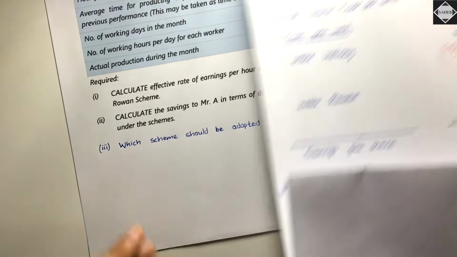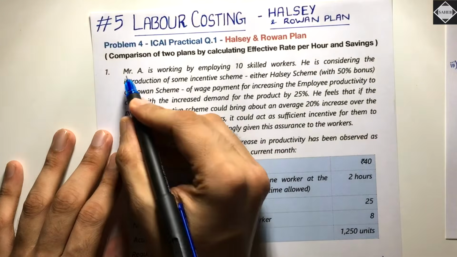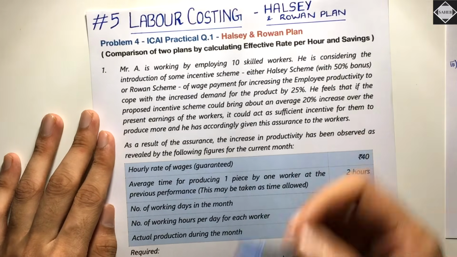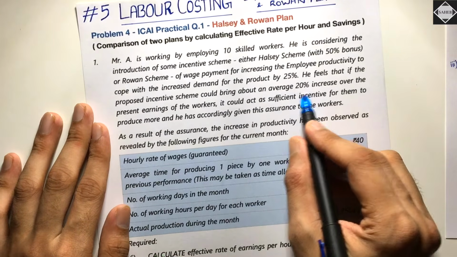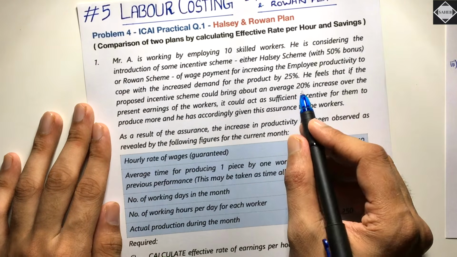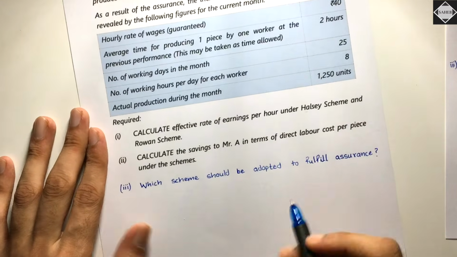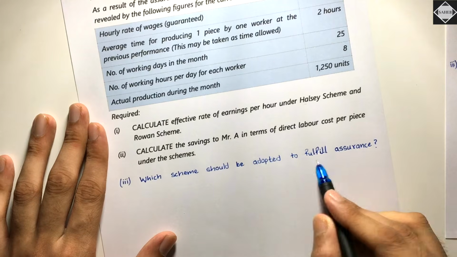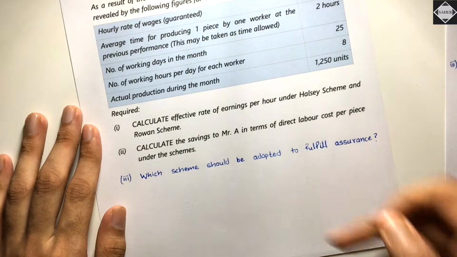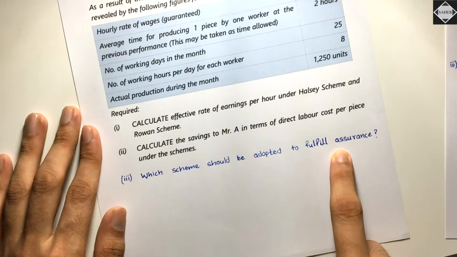But here see what's happening. The problem is in the question. Mr. A has given a guarantee, an assurance to his workers that there will be an increase of 20% in their present earnings. So here they are saying which scheme should be adopted to fulfill the assurance. The requirement is very specific. The requirement is not just which scheme to be adopted, but to fulfill the assurance. The assurance is becoming important over here, right?